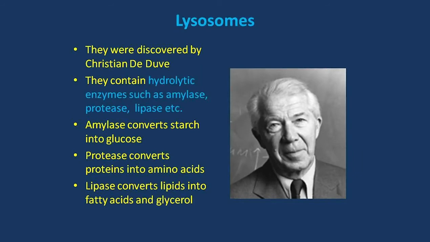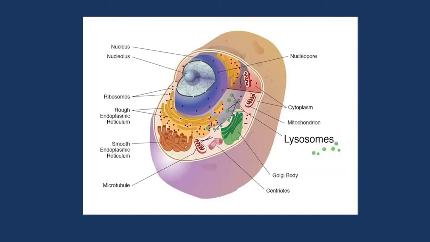Now let us look at the second structure in the endomembrane system, lysosomes. They were discovered by Christian de Duve. They contain hydrolytic enzymes such as amylase, protease, lipase, etc. Hydrolytic enzymes convert complex macromolecules into small molecules. For example, amylase converts starch into glucose. Protease converts proteins into amino acids. Lipase converts lipids into fatty acids and glycerol. Now you can see in this picture the lysosomes arising from the Golgi bodies.